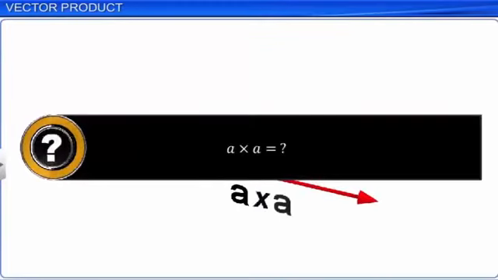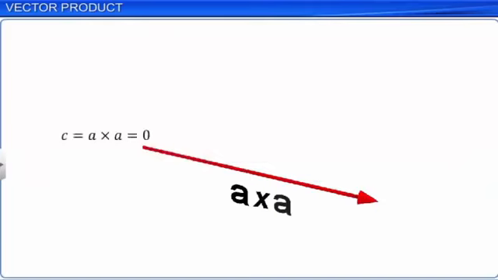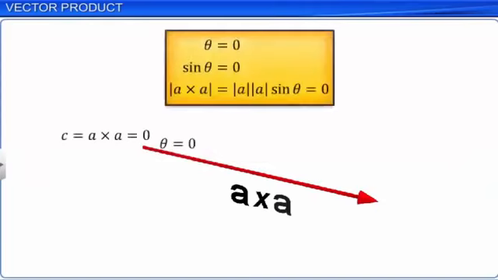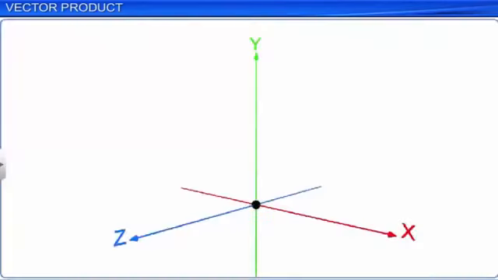What is the vector product of two identical vectors, say A and A? It is equal to 0, because for theta equal to 0, sin theta is equal to 0. If we consider unit vectors i, j, and k along the three given axes, then i cross i is equal to 0. Similarly, j cross j and k cross k are also equal to 0.